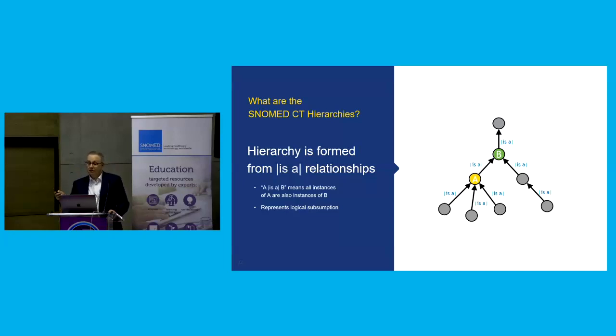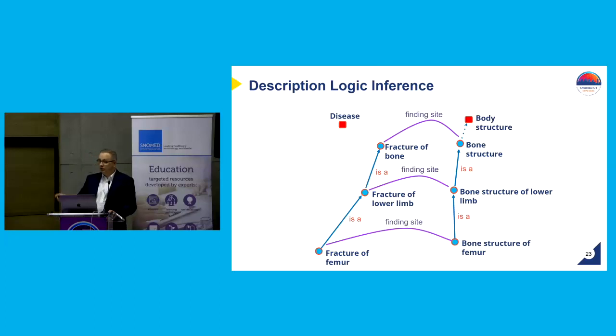But to explain that a little bit more, we'll look at an example. So we have here fracture of femur, and that's a type of fracture of lower limb, which is a type of fracture of bone. And then in the body structure hierarchy, where we have the finding site associated that uses the body structure concept, we have bone structure of femur, bone structure of lower limb, and bone structure.